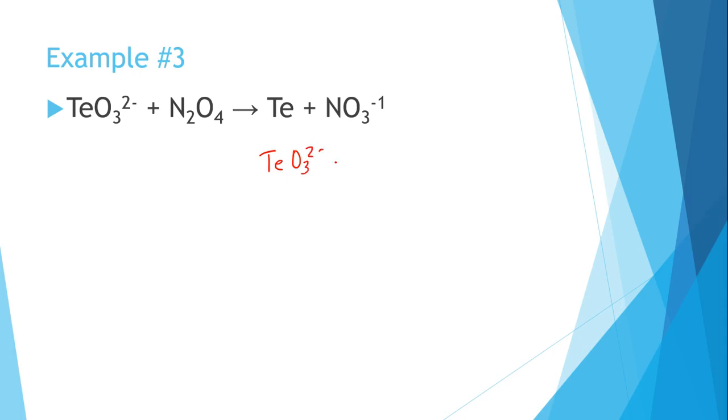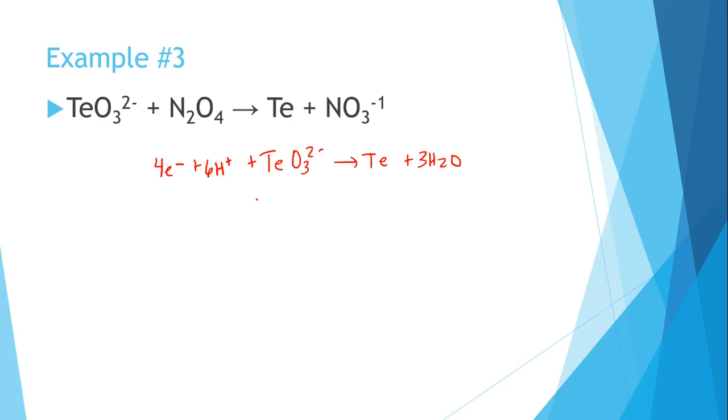TeO3 2 negative becoming Te. Notice our tellurium are balanced, but our oxygen are not. So I'm going to add 3 waters on this side, but I have 6 hydrogen, but there's none over here. So I'm going to add 6 H plus over here. The other thing that we're going to need to balance is those charges. So here I have a positive 6, minus 2 gives me a 4. So I have a 4 charge over here on the left, 0 charge on the right. So I'm going to have to add 4 electrons over here.